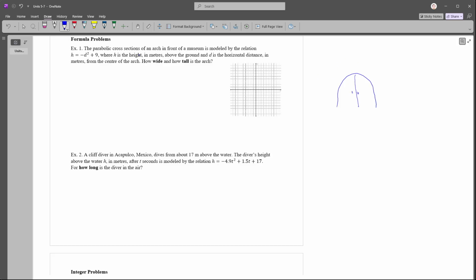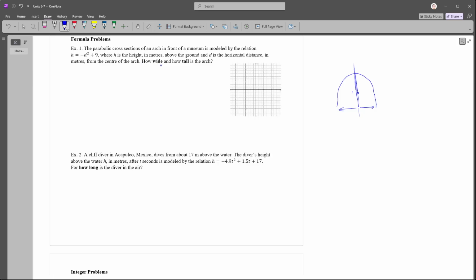The parabolic cross section of an arch in front of a museum is modeled by the relation h is equal to negative d squared plus 9, where h is the height in meters above the ground, and d is the horizontal distance in meters from the center of the arch. From the center of the arch. So that means we're looking both directions because it's from the center here. The question is, how wide and how tall is the arch itself?